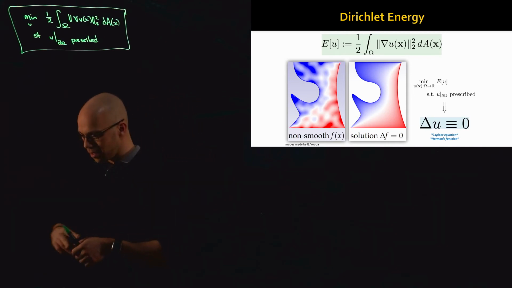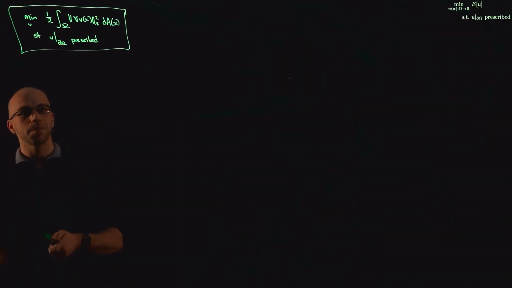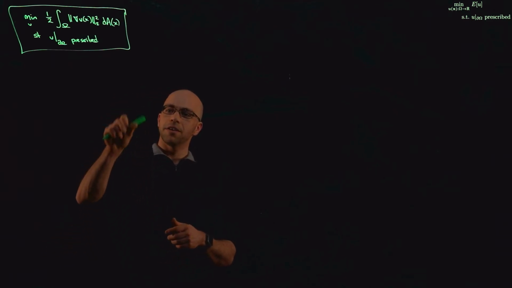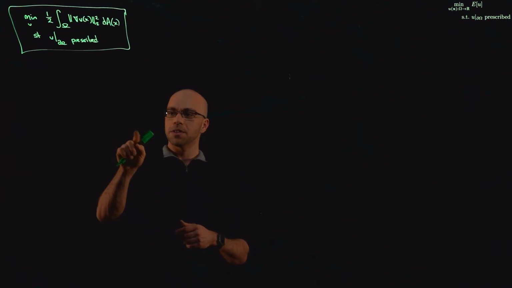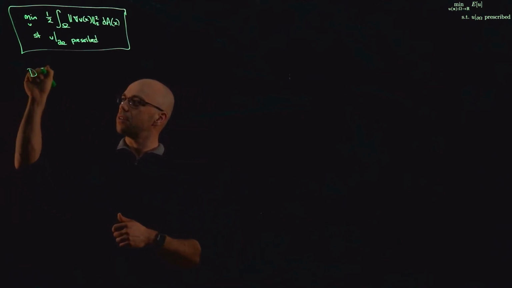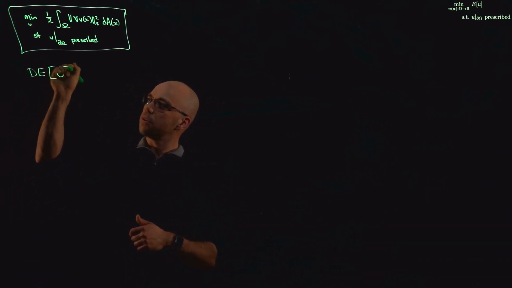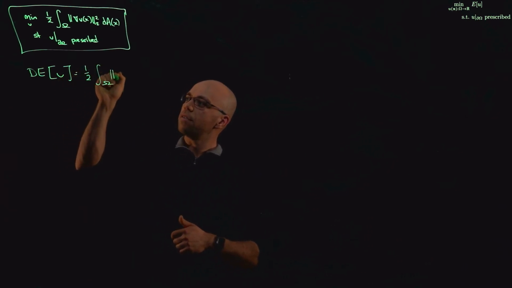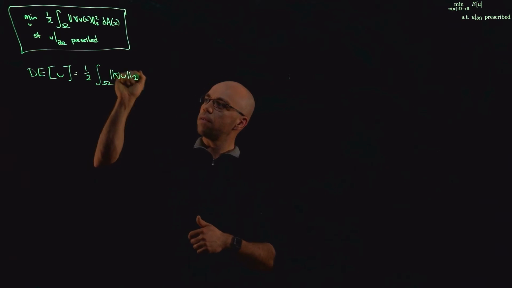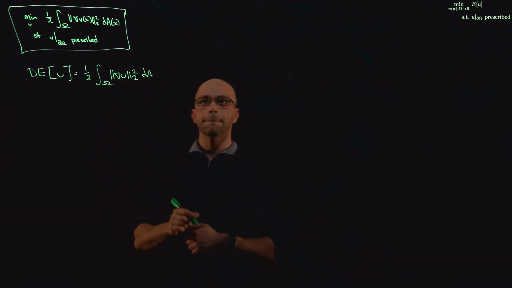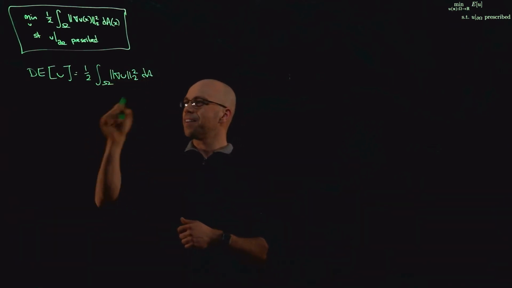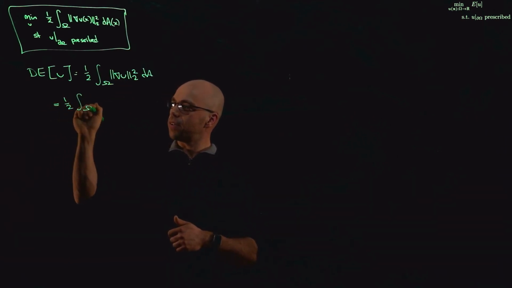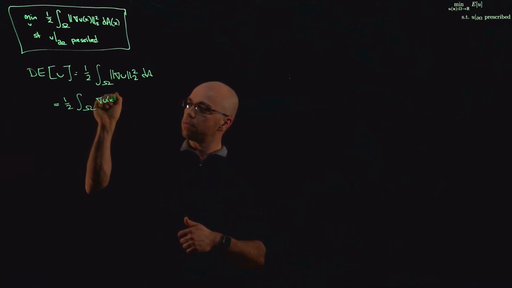So here's how we can do it. Let's give ourselves some space. The first thing that I'm going to do is just write an alternative expression for the Dirichlet energy. So remember, we've got the Dirichlet energy of some function u is equal to 1/2 the integral over omega of the norm of the gradient of u squared dA. And of course, norm squared is nothing more than the dot product of a vector and itself, like that.